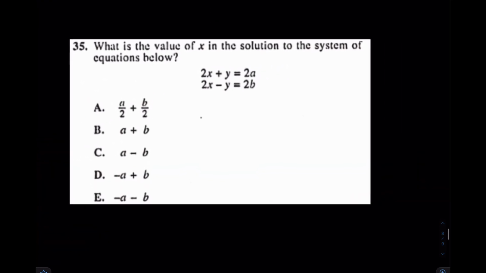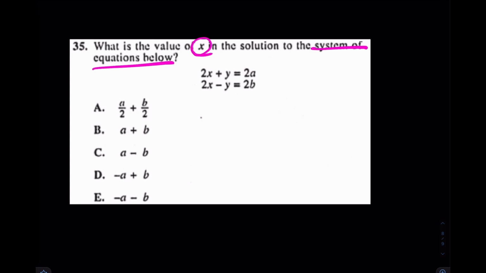This is a 35. Well, again, I see that this is a system of equations. You can kind of just tell by looking right here. And what's nice about this is it says, what is the value of x? If you're trying to find the value of x, what do you have to do with the y's? Eliminate off the y's, or I always say kill off the y's.